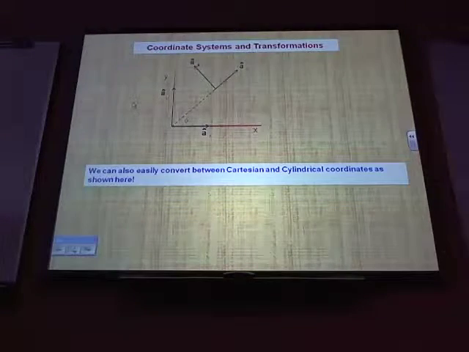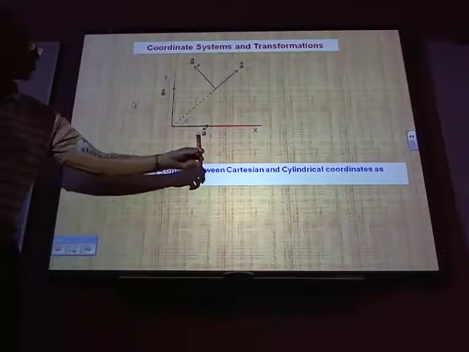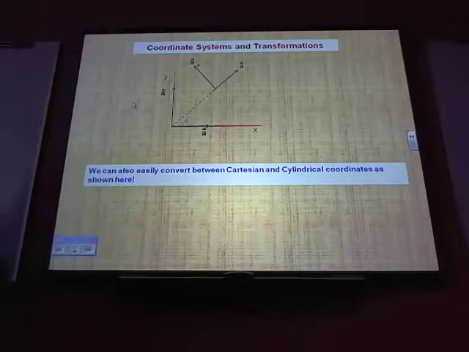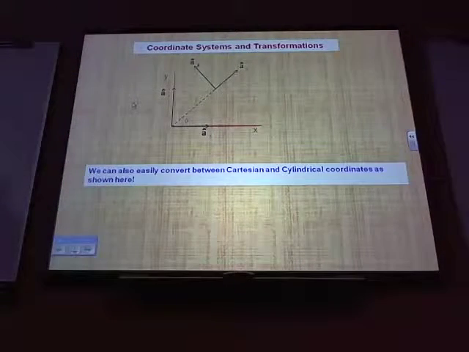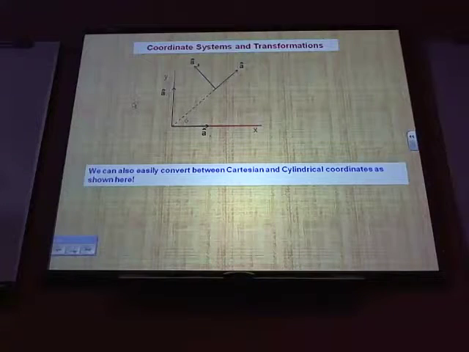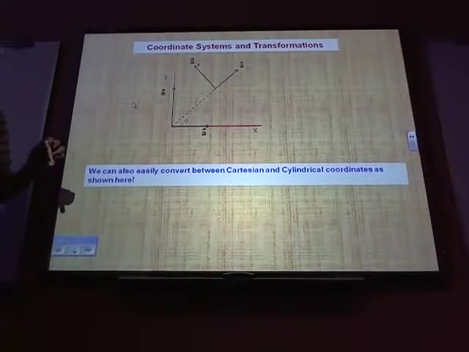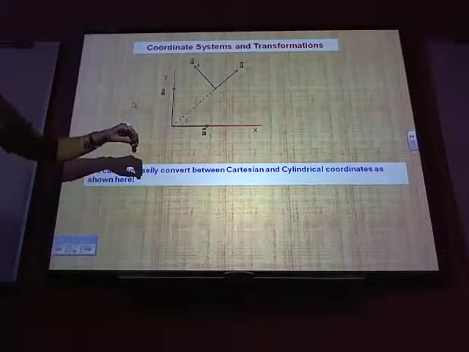Now here's a little coordinate system transformation. Suppose we needed to go from the Cartesian to the cylindrical coordinate system. Your book, I'm going to let you use your book on these exams, okay? Your book has the transformations in there, but here's the deal.